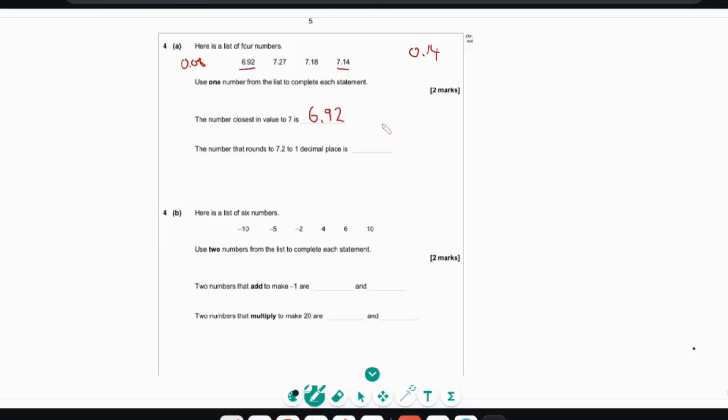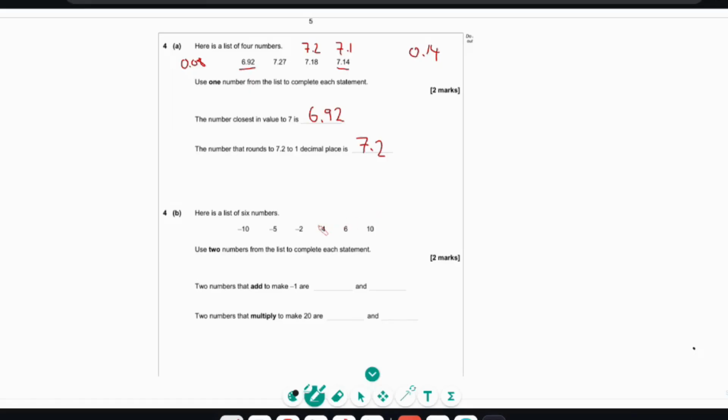The number that rounds to 7.2 to one decimal place. This would round to 7.1. 7.18 would round to 7.2. Between 7.1 and 7.2, closer to 7.2. Here is a list of 6 numbers. Use 2 numbers from the list to complete each statement.